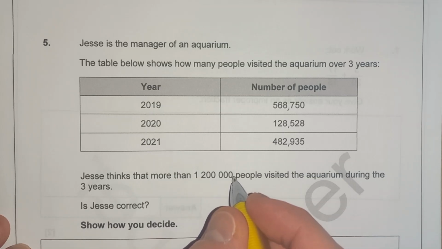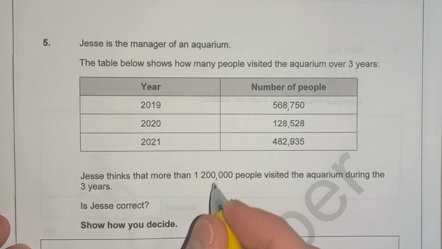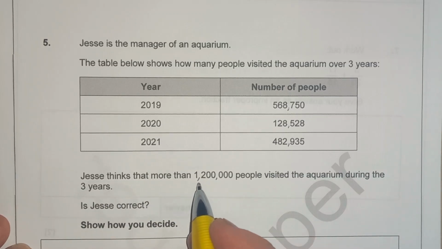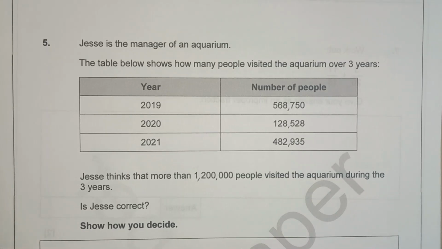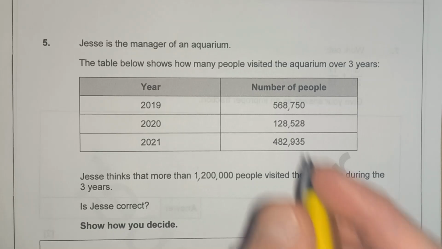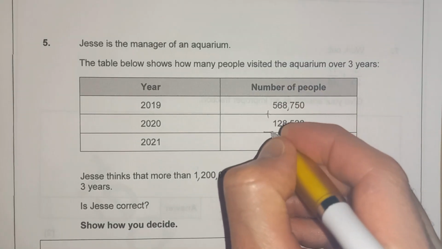Jessie thinks that more than, and I'm going to put my commas in here, and the way to do that, if you start at the end and count 1, 2, 3, 1, 2, 3. So Jessie thinks that more than 1,200,000 people visited the aquarium during the 3 years. Is Jessie correct? So really, what they want us to do is to add up all of these. So we can add these all together.